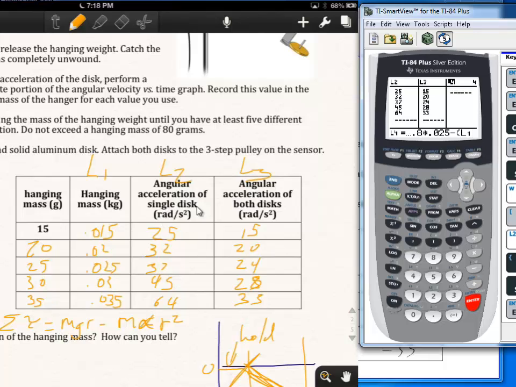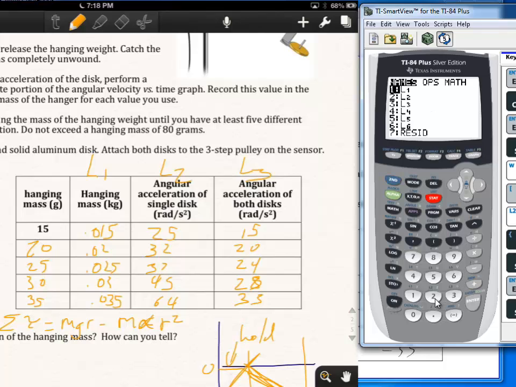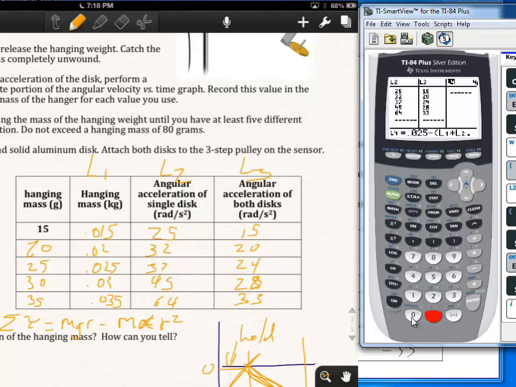Alpha. We're going to have to do this twice, right? Once for L2 and once for L3. So I'm going to take this times second list L2, and then times finally R squared. So 0.025 squared. Close your parenthesis and enter. And it generates all the values for you.